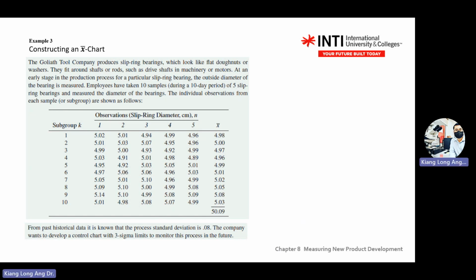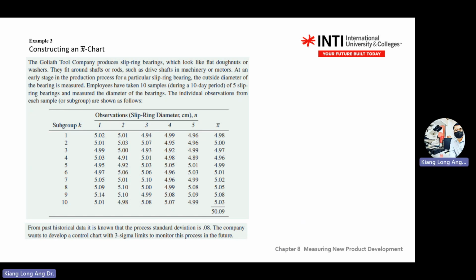So in this case, you get your mean. For example, you take these values 1, 2, 3, 4, 5 divided by 5, you get 4.98. Then you do the rest and you get the average.